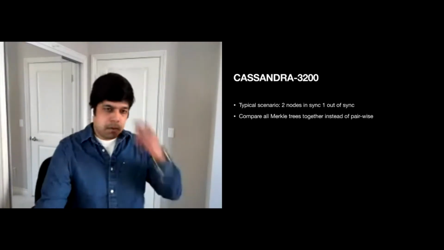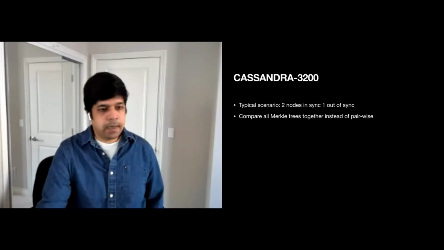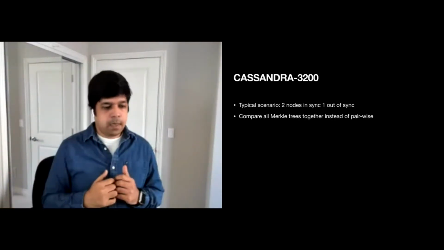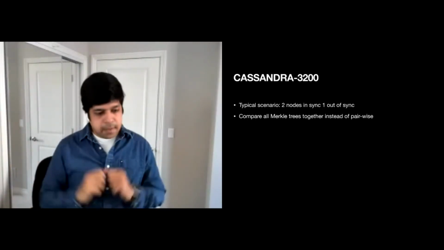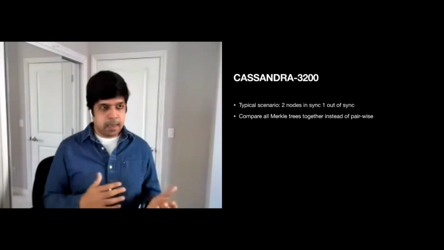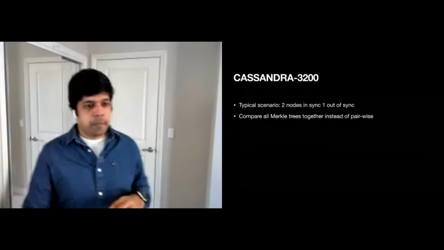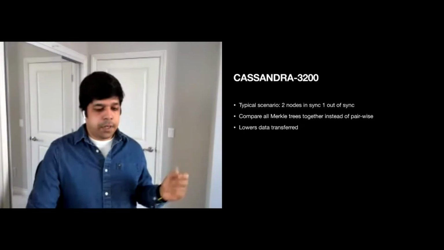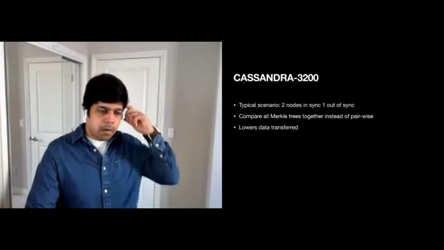Originally, before 4.0, the Merkle trees were being compared pairwise. What that meant was, if you had three nodes, each node would get two Merkle trees from its peer nodes, the replicas, and then it would send its Merkle tree back to the other nodes, because each node needed to compare with the other two nodes. Now with this change, instead of doing a pairwise compare, you can compare all three Merkle trees together, reducing the need for comparing individual pairs. So overall, it lowers the data that is transferred.